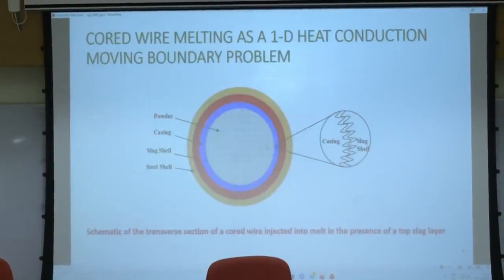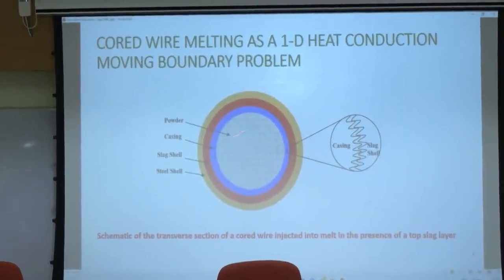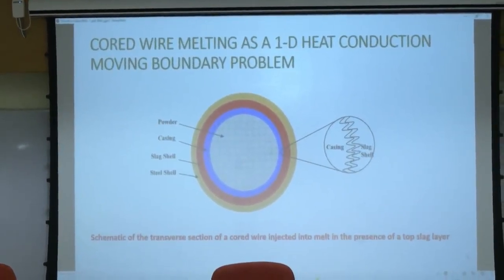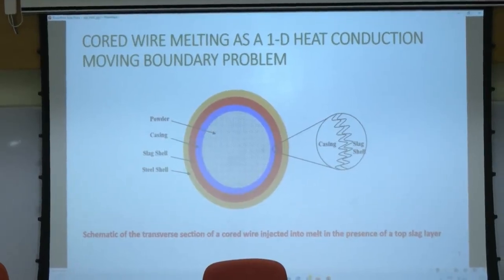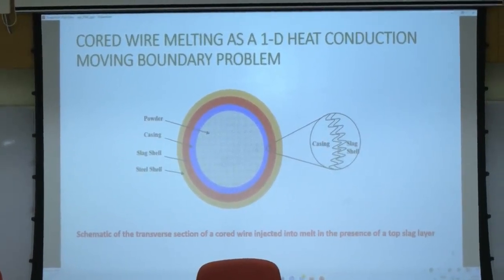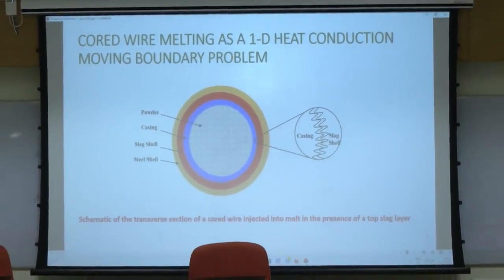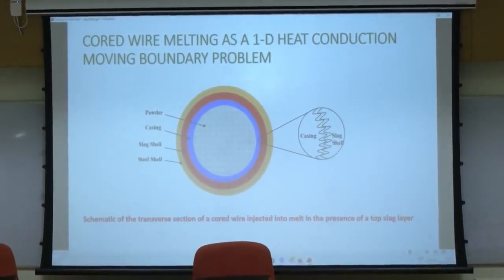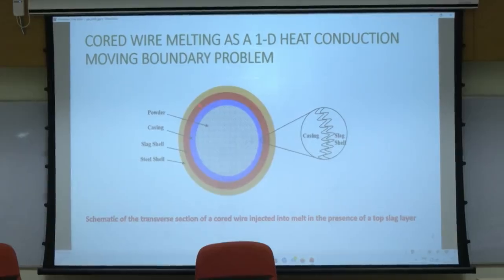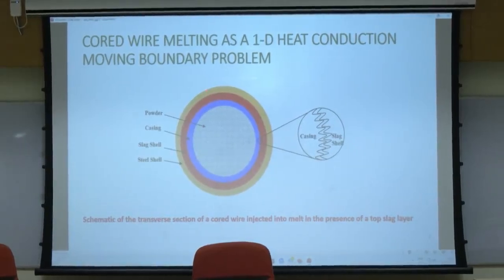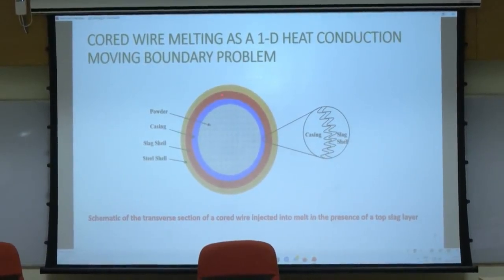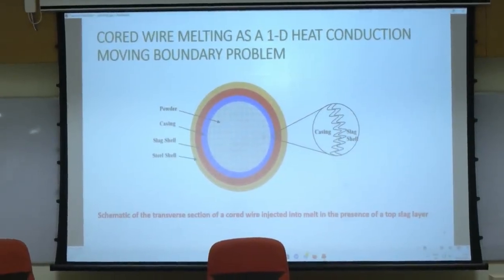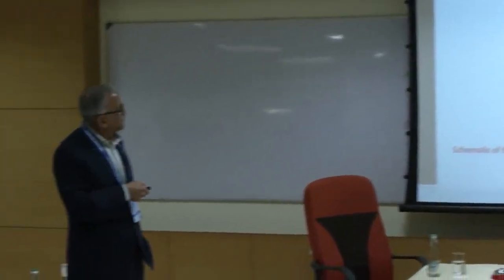So we developed a mathematical model, and this is the schematic of the cross section of the wire that you insert. What happens is that when you have an overlying slag layer, first a slag shell forms over the casing. This is the casing, the slag shell forms, then a liquid solidifies, a steel shell forms, and then the steel shell dissolves, and then the slag shell dissolves, and the casing melts, and finally the powder is released. So it is not a very simple thing.